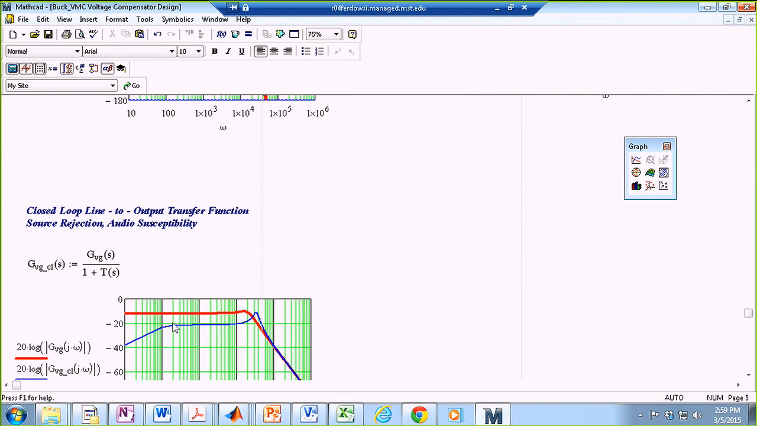So this becomes your nightmare. Should I add more zeros, more poles? Where should I put them? How should I put them? What is going to be my gain and things like that?